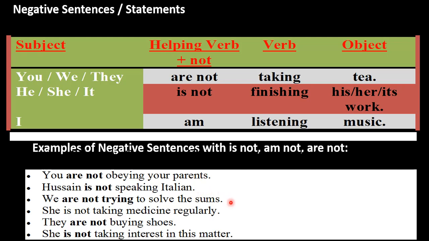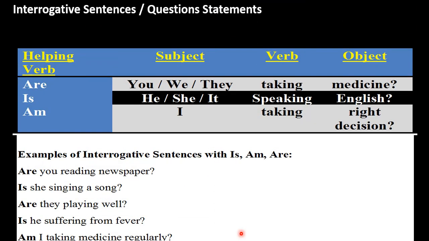You are not obeying your parents. Hussein is not speaking Italian. We are not trying to solve the sums. She is not taking medicine irregularly. They are not buying shoes. She is not taking interest in this matter.